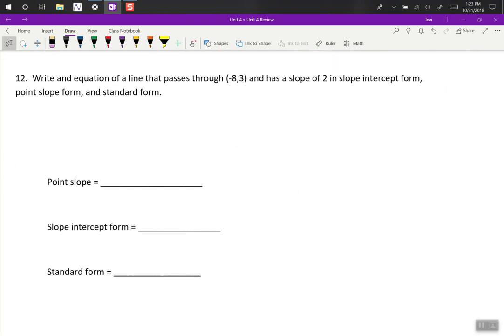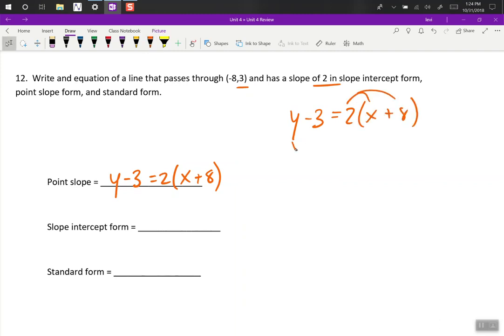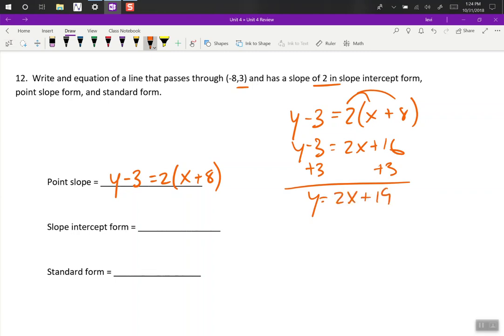12. Point slope form, right? That's y minus our y value 3 equals m2 times the quantity x minus a -8 turns that into a +8. And then we're going to change this to slope-intercept form, so y minus 3 equals 2 times x plus 8. So we'll need to distribute. Y minus 3 equals 2x plus 16. Add 3. Y equals 2x plus 19.